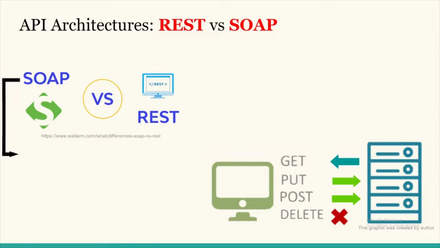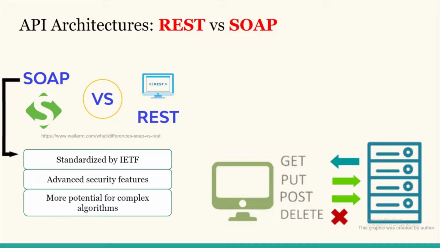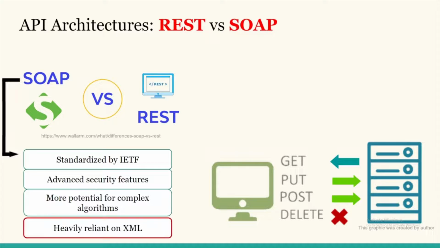One of the main reasons for this is because the SOAP architecture was standardized by the Internet Engineering Task Force to support different types of expansions. This provides the architecture with advanced security features and more complex algorithms. However, SOAP's biggest asset is also directly related to its biggest drawback.